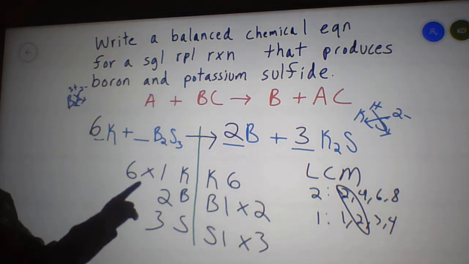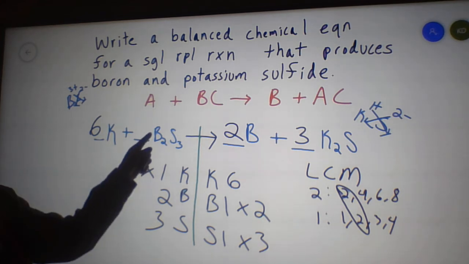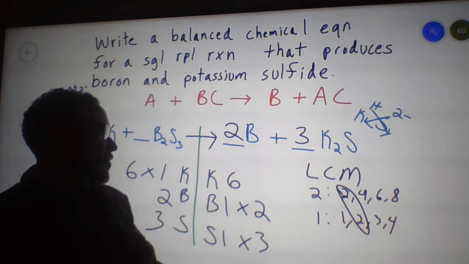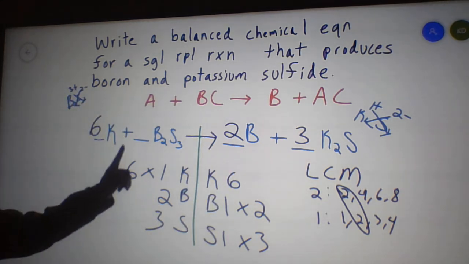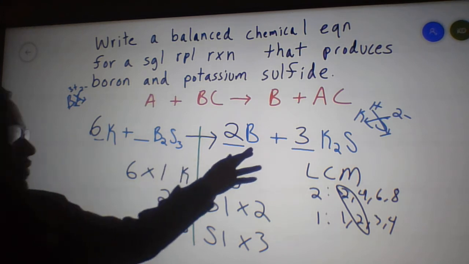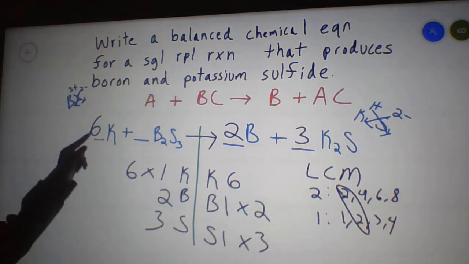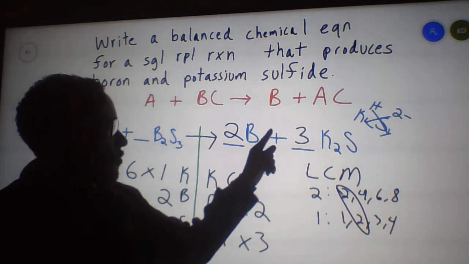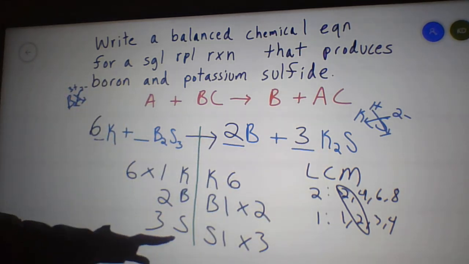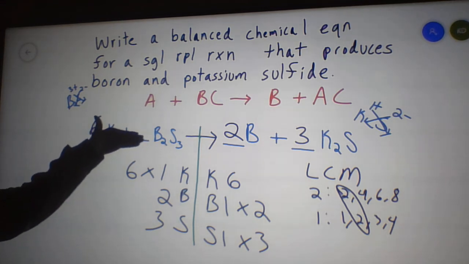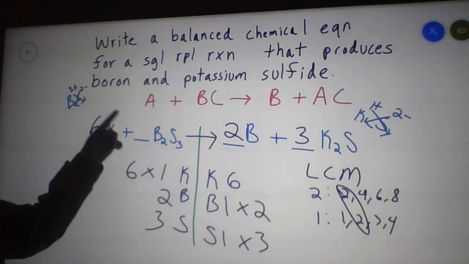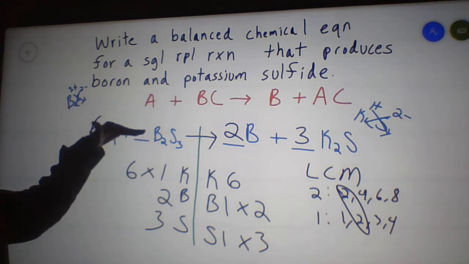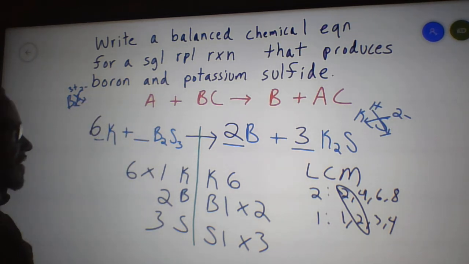All right, and then for the next one, we have 2 borons, and then we have 2 borons. So these ones are already balanced. And then here we have 3 sulfurs, 3 sulfurs. All right, so everything should be balanced. 6 potassium, 6 potassiums, 2 borons, 3 sulfurs. So this one is balanced. But I always want to make sure I go back and check because the majority of the time, Mr. Cantor is going to make a problem that requires me to go back and do that last step just to make sure I get in the habit of it.